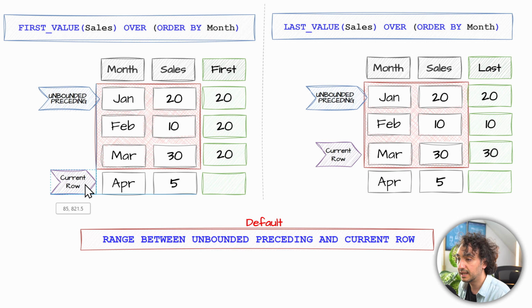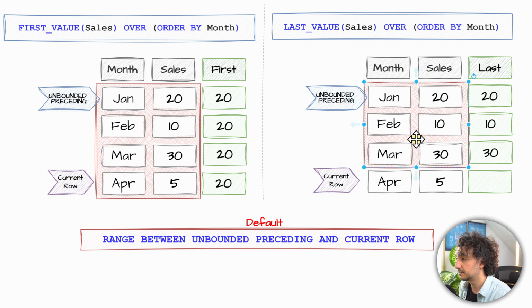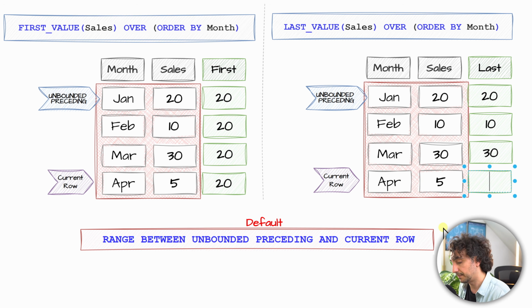So now moving to the last one. With that, we will get the whole dataset inside the frame. And the first sale is going to be 20. On the right side, the same thing gets extended like this. And this time, the last one is going to be April and 5.